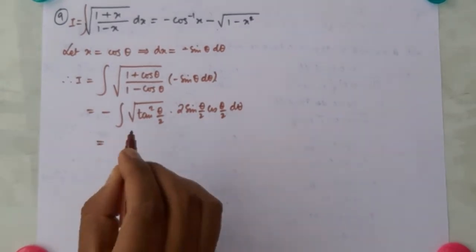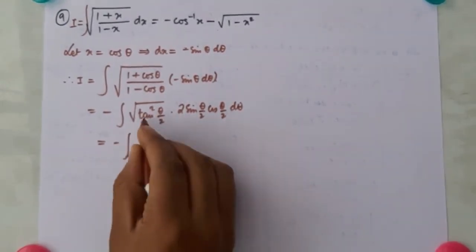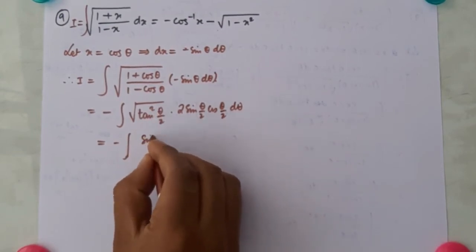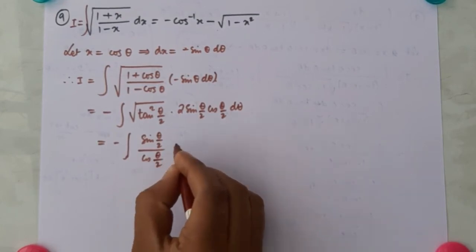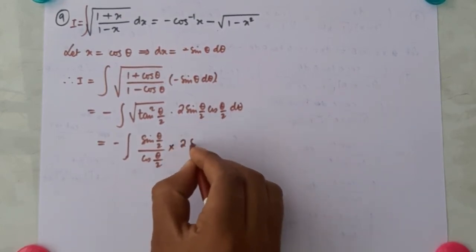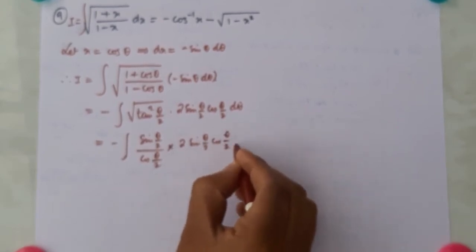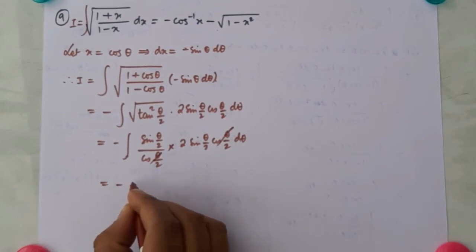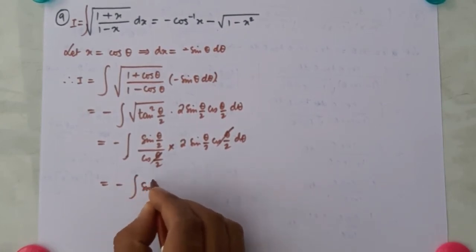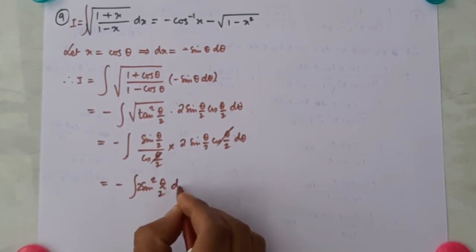You have to see carefully, minus integral of, this is tan theta by 2, isn't it? So this becomes sin theta by 2 by cos theta by 2 into 2 sin theta by 2 cos theta by 2 d theta. This cos gets cancelled, so this is minus 2 sin square theta by 2 d theta, isn't it?